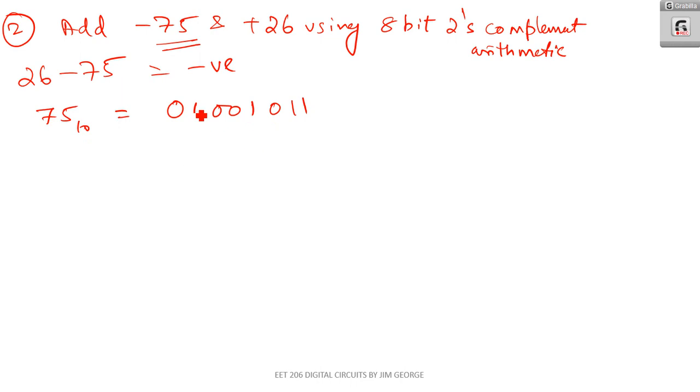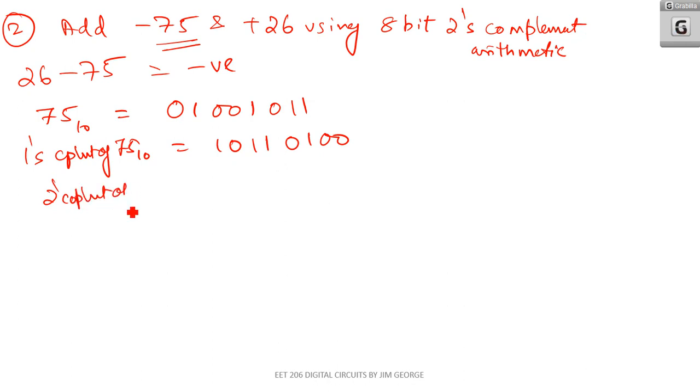Take the ones complement of that. The ones complement of 75 to the base 10 is given by 1, 0, 1, 1, 0, 1, 0, 0. Now how to find the 2's complement of 75 to the base 10? That means you add 1 here. So you get 1, 0, 1, 1, 0, 1, 0, 1. So that is the 2's complement of 75.